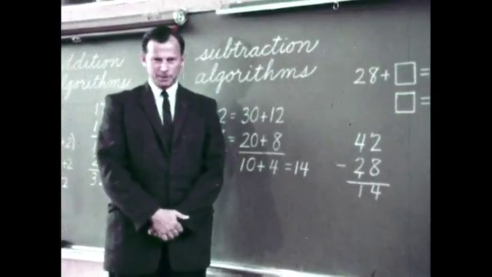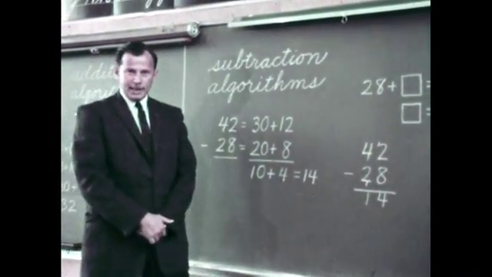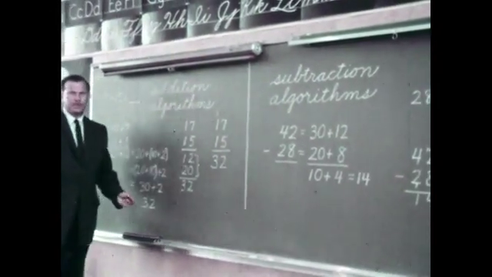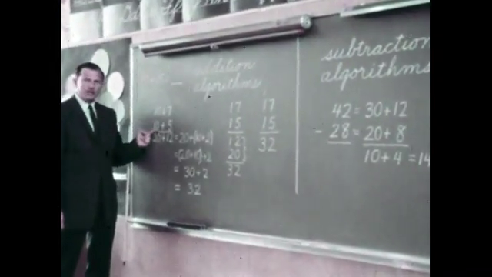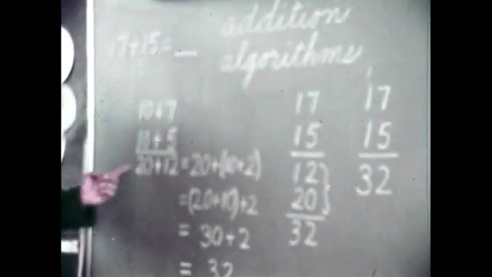Now we're ready to work with some children. First, we're going to visit a second grade class, and we'll watch a child as she uses sets of objects to help her to understand the use of expanded notation in an addition algorithm. 1, 2, 3, 4, 5.